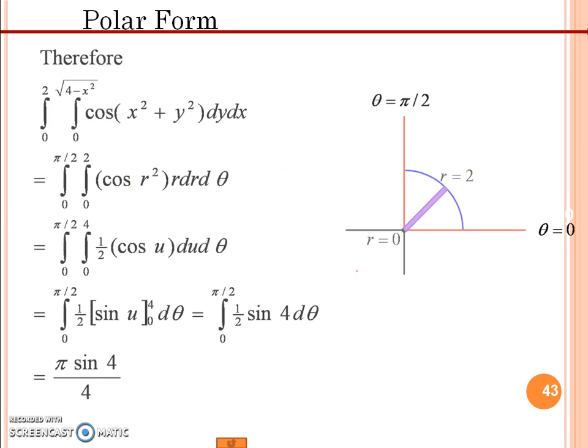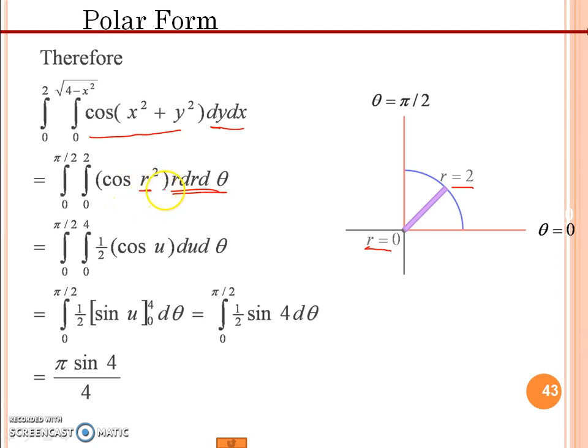And so if we convert these limits into polar form, our limits are theta varies from 0 to pi by 2 and r varies from 0 to 2. Here x square plus y square is equal to r square, the equation of the circle. So it is r square times r dr d theta. We know that dx dy in polar form is r dr d theta. So we get this type of equation.